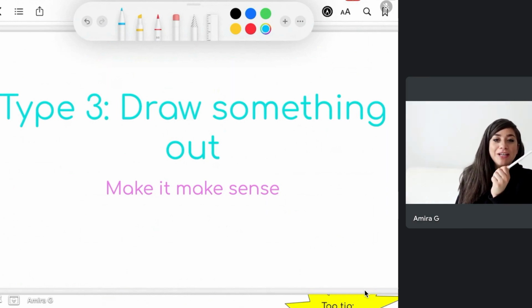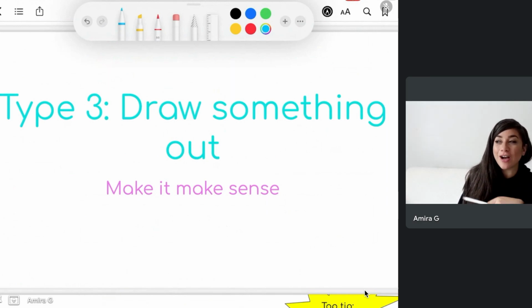Now, type 3 is when they give you loads of words and you kind of need a shape to make sense of it, okay? The first example, again, is very simple. The second example kind of shows you, although it looks simple, why it's good to draw it out.